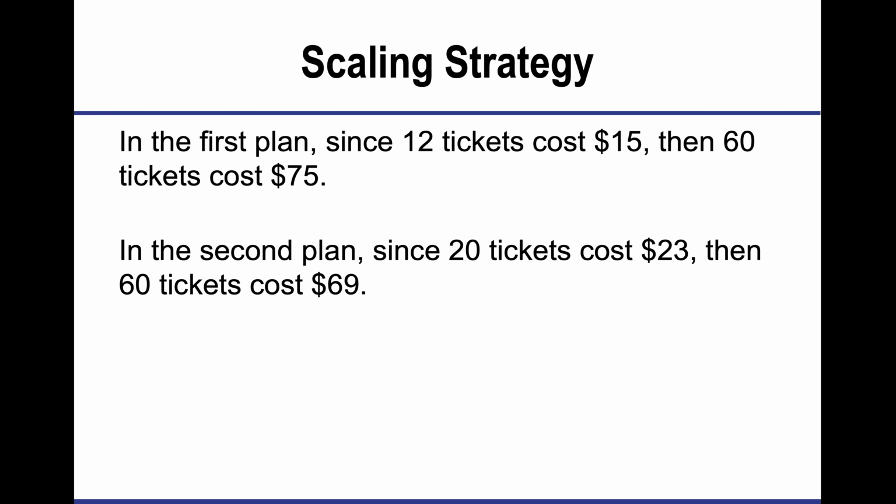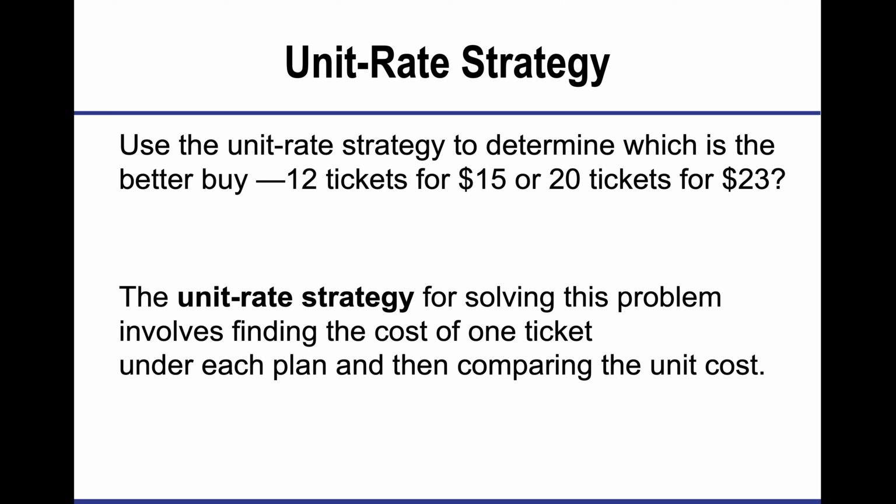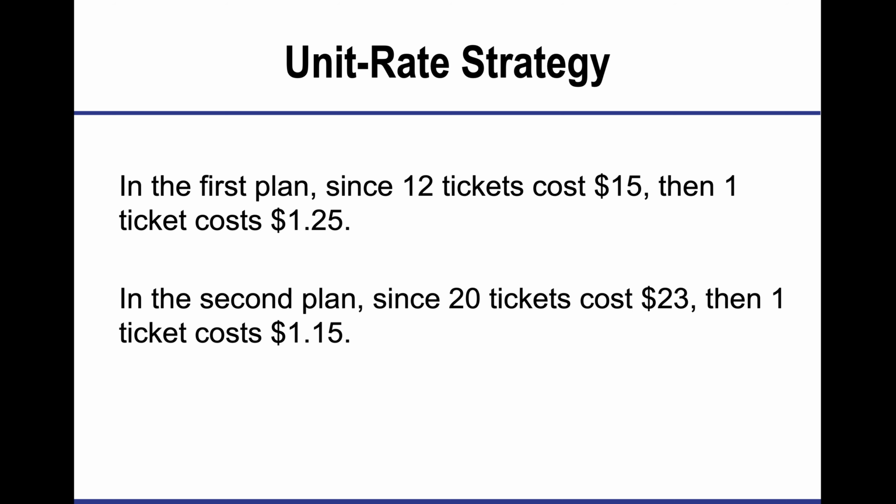In the first plan, 12 tickets would cost $15, then 60 would be 75. In the second plan, 20 tickets cost 23, then 60 would cost 69. So the second plan is the better buy. If I want to use a unit rate strategy, then I'm going to find a unit rate. That means per unit, so per one. In the first plan, since 12 tickets cost $15, I'm going to do 15 divided by 12, and it gives me $1.25 a ticket. I do the same thing in the second plan, and the second plan is the better buy because the per unit price is better.